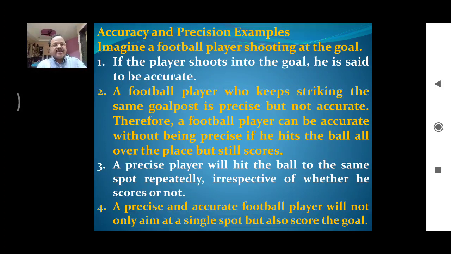Now the fourth case: a precise and accurate football player will not only aim at a single spot but also score the goal. Who will be considered a precise and accurate player? The player who looks at the position of the goalkeeper and accordingly shoots at the blank space of the goal will be considered precise and accurate.